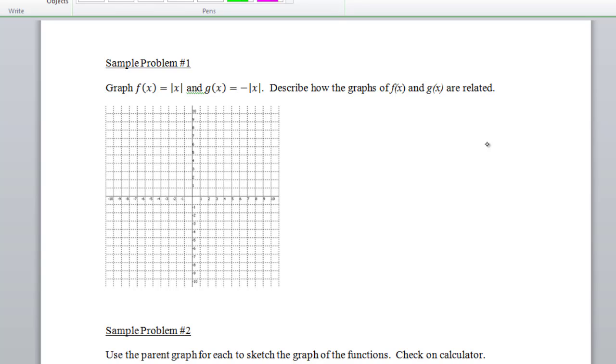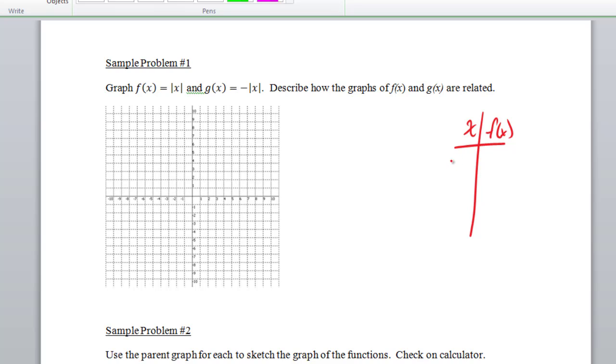Sample problem number 1. It actually wants us to graph f of x equals absolute value of x, and then it wants us to graph the negative version of the function. So g of x equals negative absolute value of x. Now notice that we're still plotting points, and you can do that here if you wanted to do simply a t-chart.